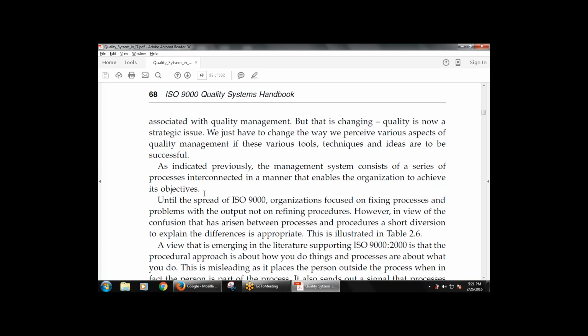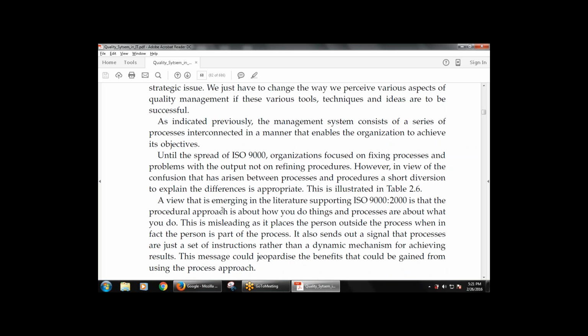And until the spread of ISO 9000, organizations focused on fixing the processes and the problems, refining the procedures, and that led to confusion that arises between the process and the procedure.